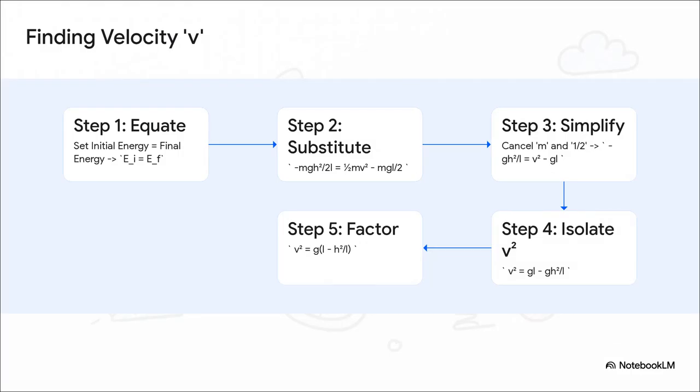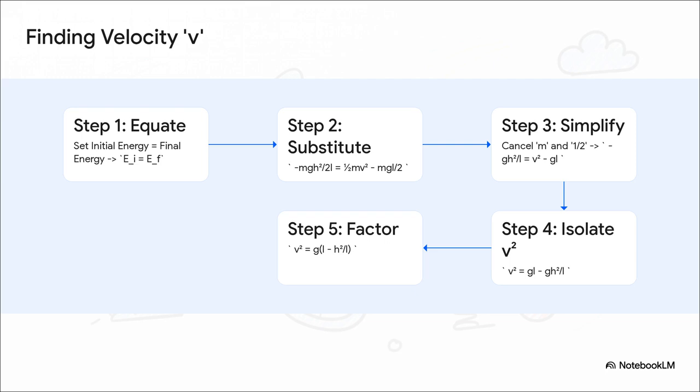Okay, let's walk through this. Step 1. The law says initial energy equals final energy. So we write that down. Step 2. We plug in those expressions we just worked so hard to find. Now step 3 is where it gets satisfying. Look at this equation. Every single term has a mass m in it, so we can just divide the whole thing by m. Poof, it's gone. We can also multiply everything by 2 to get rid of those fractions. That cleans things up nicely. That leaves us with negative gh squared over L equals v squared minus gL.